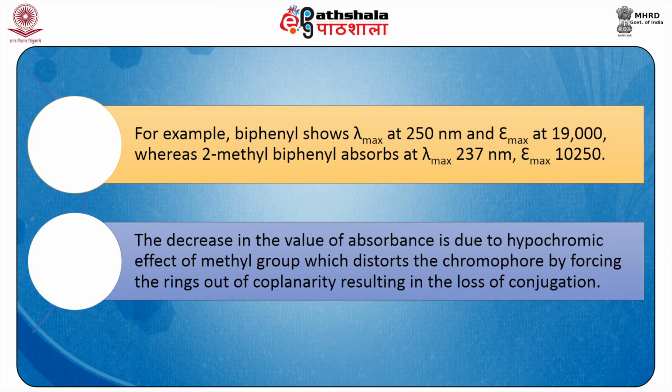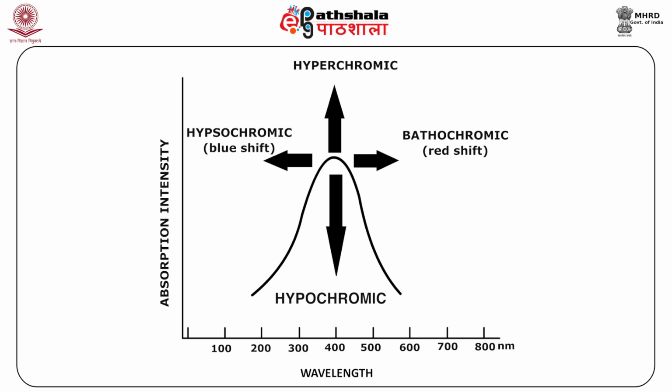For example, biphenyl shows a lambda max at 250 nanometer with an Emax value of 19,000, whereas 2-methyl biphenyl absorbs at lambda max 237 nanometer with an Emax of 10,250. The decrease in the value of absorbance is due to hypochromic effect of the methyl group, which distorts the chromophore by forcing the rings out of coplanarity, resulting in the loss of conjugation and hence a decrease in lambda max. This is clearly shown in the figure, as you can see.